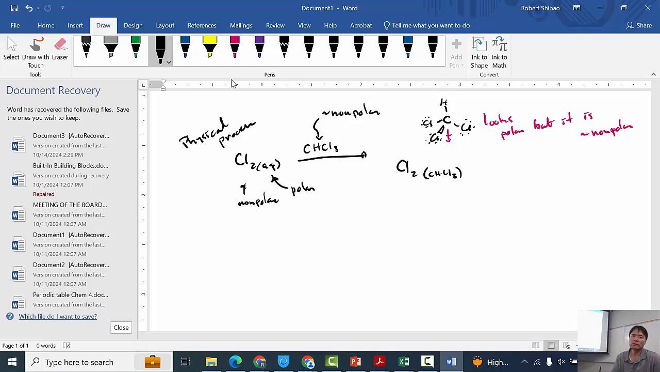So this is a physical process. It's called solvent extraction. In solvent extraction, you're taking the solute out of one solvent and extracting it into another solvent, and the other solvent it should be more soluble in. So chlorine, being nonpolar, is more soluble in chloroform than it is in water. We can't dissolve that much chlorine in water.